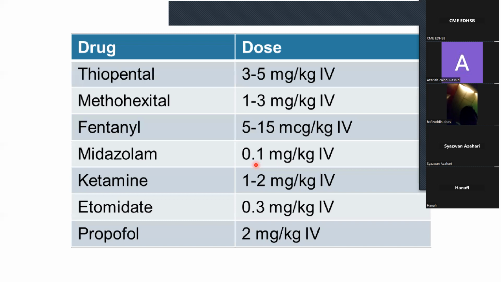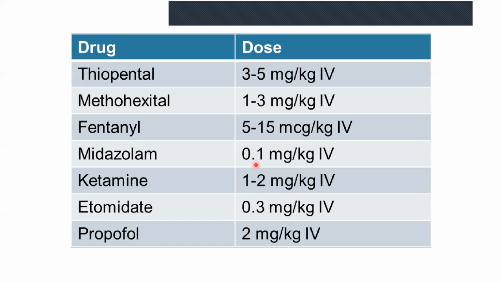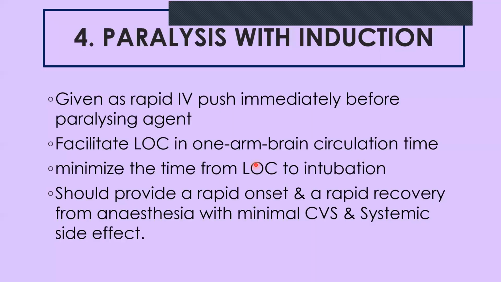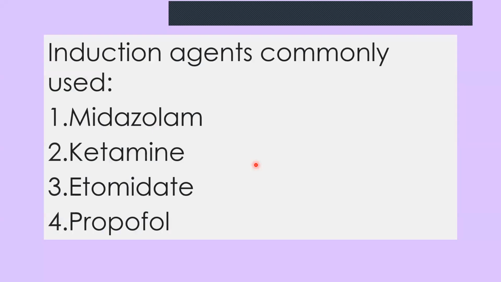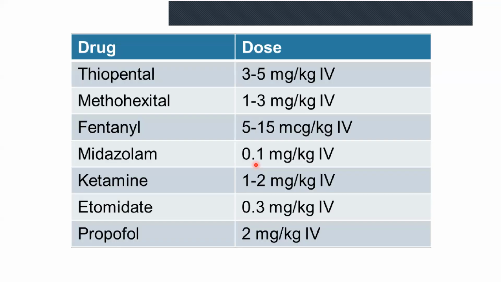So these are the list of drugs we can use and the dosages. Give as a rapid IV push immediately before, one after another, quickly. These are the agents and the doses. Fentanyl is 0.5 to 1.5 mic per kilo.